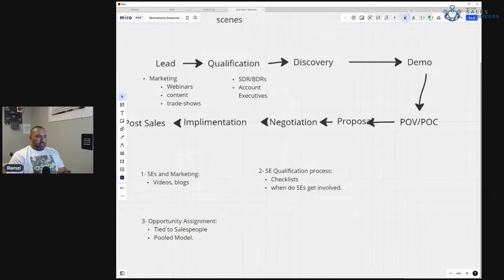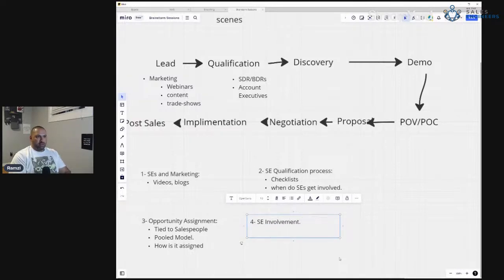So you have the opportunity assignment, whether it's tied to salespeople or pooled, and how is it assigned? Is it through email, which is usually the easiest way to do it? Is it through Salesforce, through Jira, whatever? Okay, and then the fourth thing that we need to consider for SE involvement.